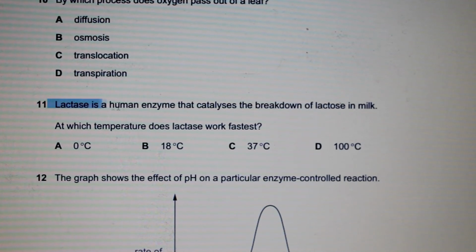So lactase is a human enzyme that catalyzes the breakdown of lactose in milk. At what temperature does lactase work fastest? Well, it's a human enzyme, which means that it's inside the human body, which means that it works optimal at our body temperature, and the closest one here would be 37 degrees Celsius.